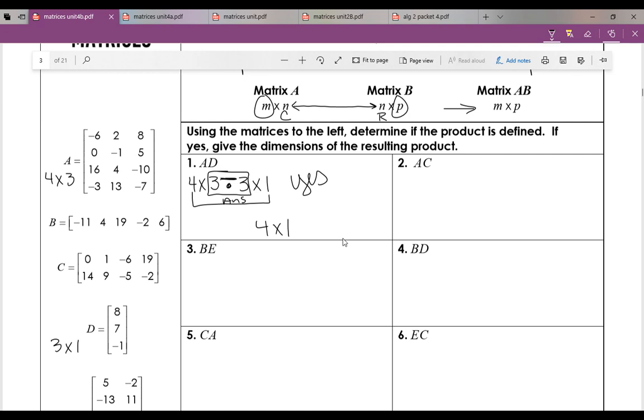Now in number 2, we said that A was a 4 by 3. And what are the dimensions of matrix C? 2 by 4. These numbers are not the same, so no, you cannot multiply A and C together.